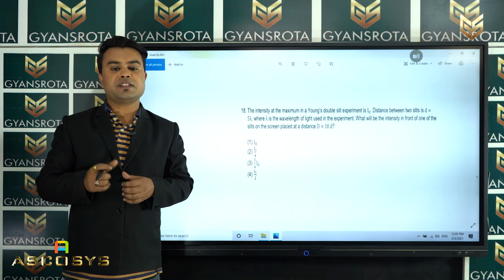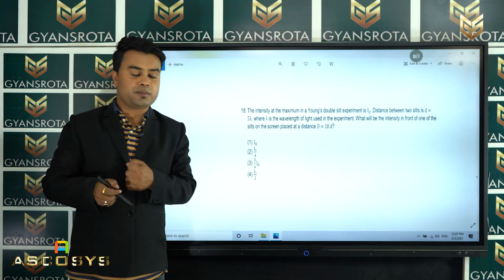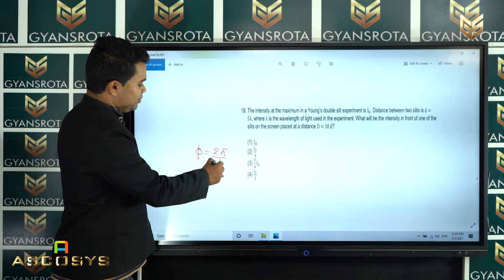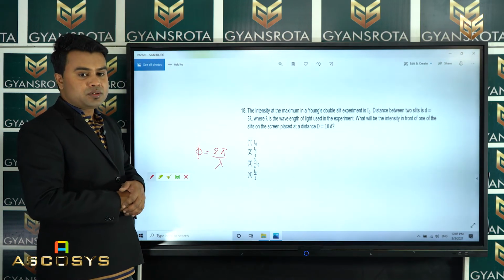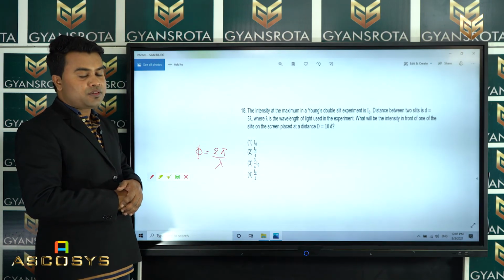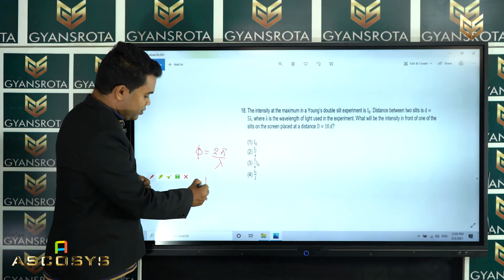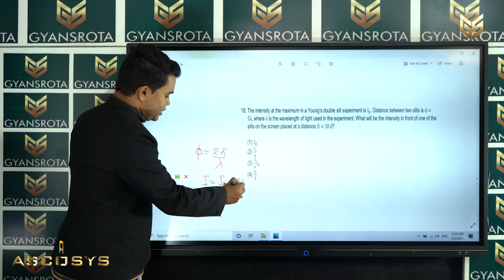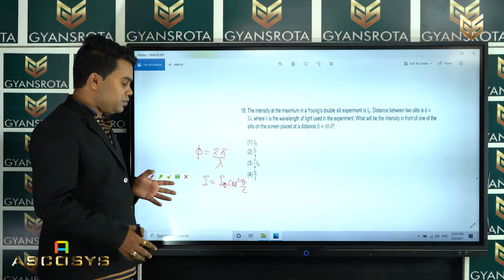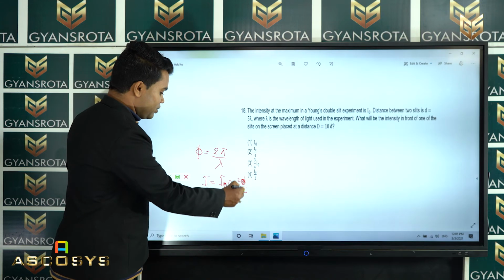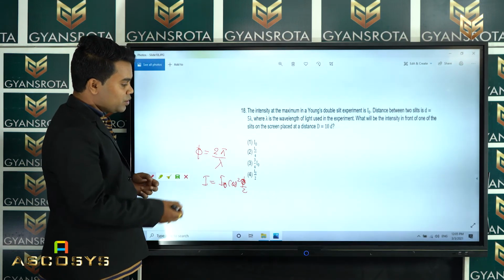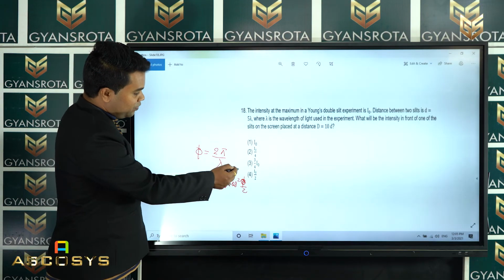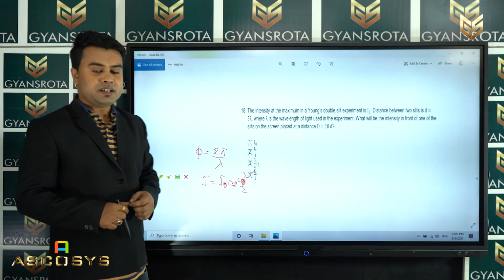Once you know the path difference, you need to calculate the phase difference, which is given by phi equals 2 pi by lambda times the path difference. Once you know the phase difference, finally you have to use the formula I equals I naught cos square theta by 2. You put the value, that is phi by 2, not theta, out here, phi by 2. If you put it in the equation, your answer will come out to be option number 4, I naught by 2.